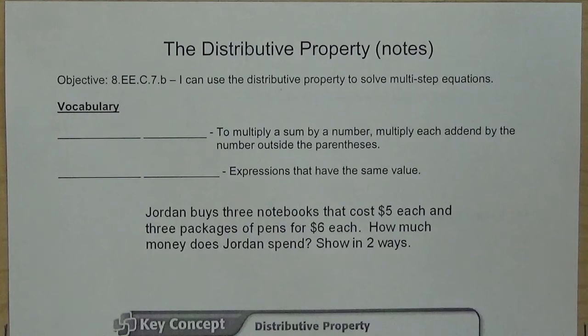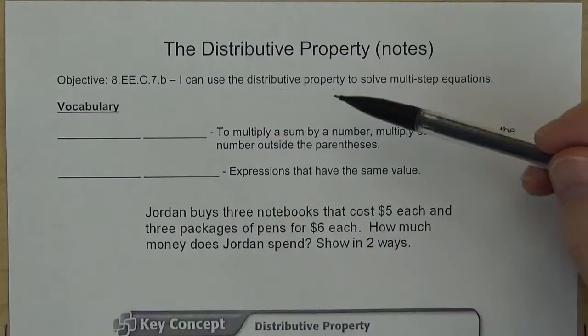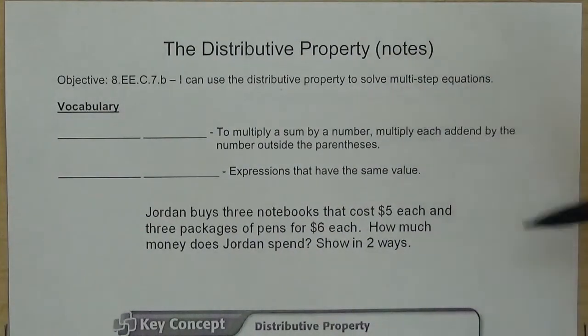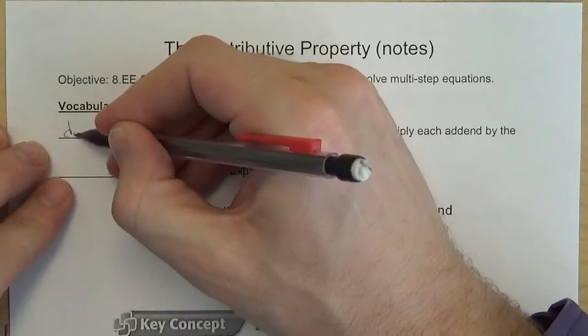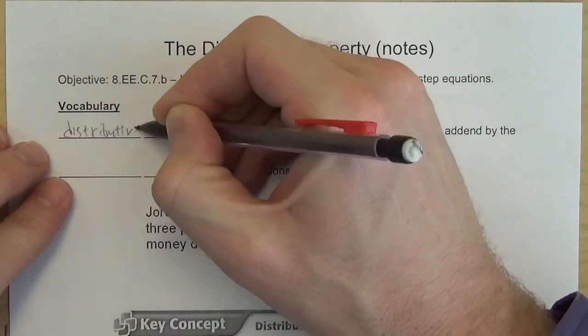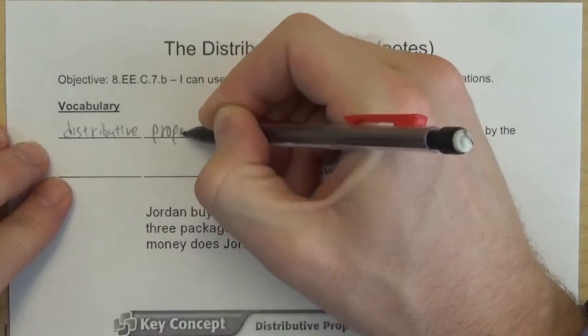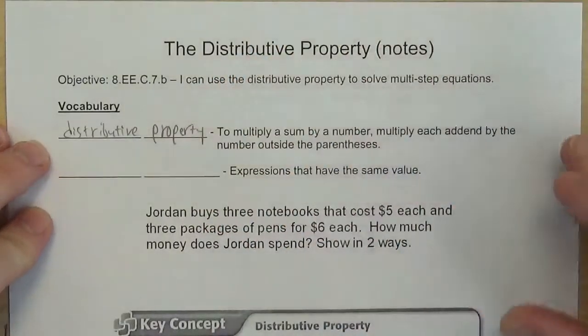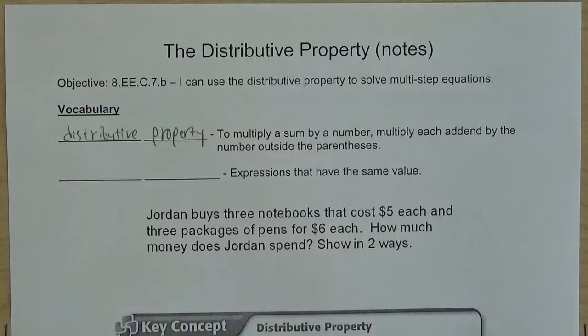We got a couple of vocabulary terms. The first one there says to multiply a sum by a number, multiply each addend by the number outside the parentheses. This is the distributive property, and this will make a little more sense later. We might even come back to this definition and talk about it once we've had a chance to look at the distributive property and what it looks like in action. The second one says the expression or expressions that have the same value. Those are equivalent expressions.